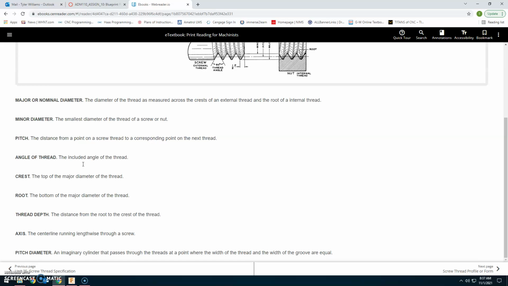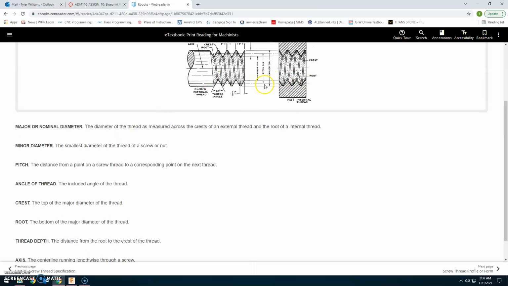And then pitch diameter is an imaginary cylinder that passes through the threads at a point where the width of the thread and the width of the groove are equal. So right in the middle.